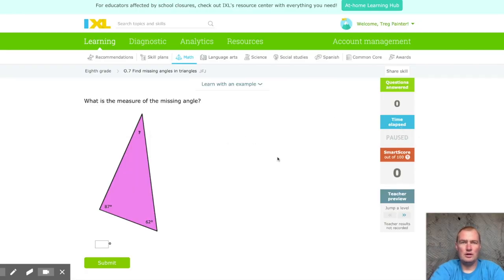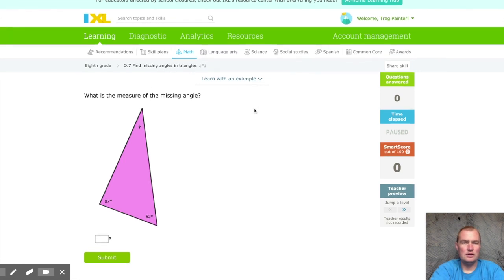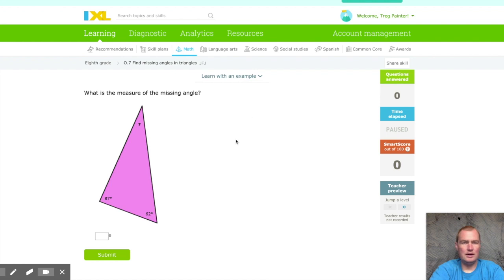Today we're working on the O7. That's right, we're going to find the missing angles in a triangle. This is one of the easier IXLs that I've done, and the reason is that all three angles, 1, 2, and 3, when you add them up, give you 180 degrees in a triangle. And that's right, it's always 180 degrees.